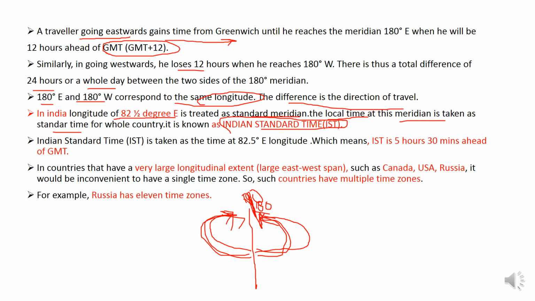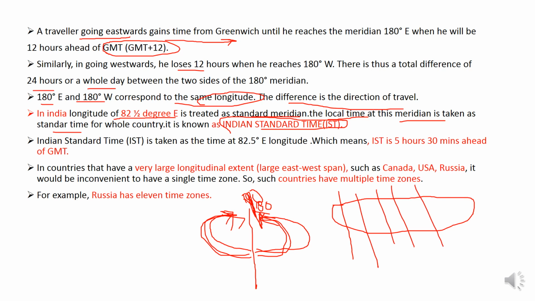In countries that have a very large longitudinal extent, large east-west spans such as Canada, USA and Russia, it would be inconvenient to have a single time zone. So countries have multiple time zones. For example, Russia has 11 time zones.